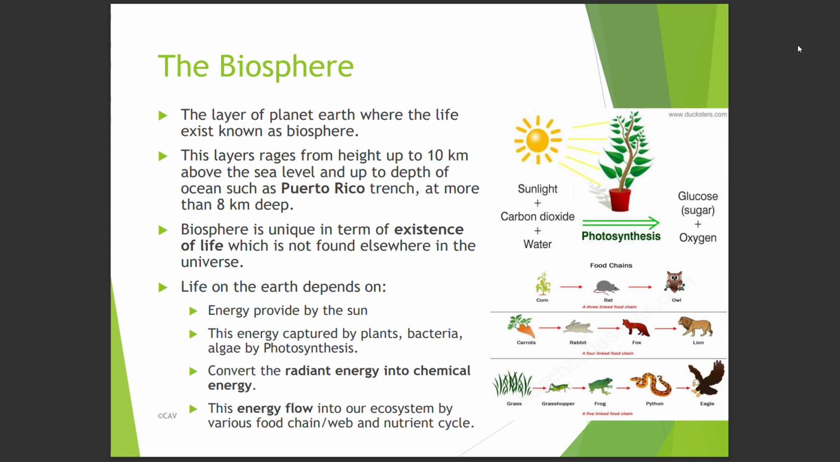Life on the earth depends on the energy provided by the sun. The energy is captured by plants through photosynthesis, which converts the radiant energy into chemical energy. This energy flows into our ecosystem through various food chains, webs and nutrient cycles. All these we have detailed, and I have given all the definitions and notes, and we are done with all these topics. Okay.